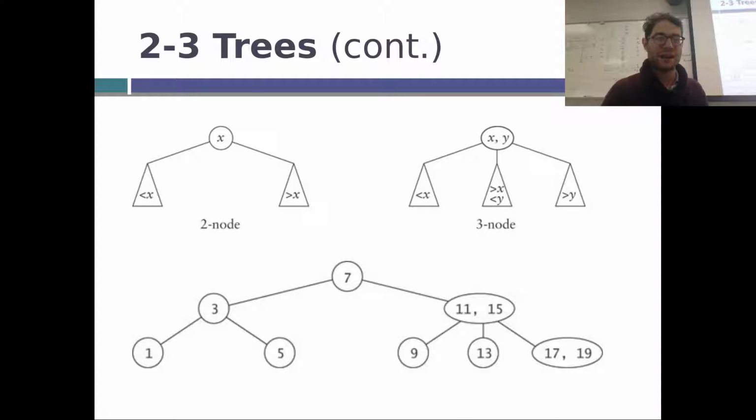The way it works is that a 2 node works exactly like it would in a binary search tree. Everything less than x goes to the left. Everything greater than x goes to the right. In a 3 node, you have two values, x and y. Everything less than x goes to the left, everything greater than y goes to the right, and everything in between them goes in the middle. So instead you have 3 paths to go down.